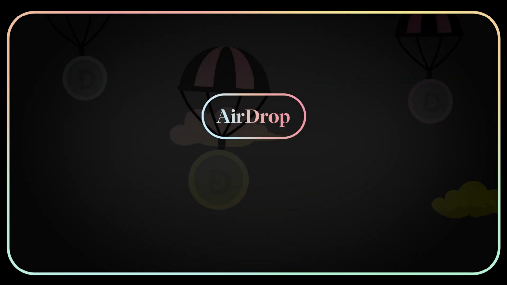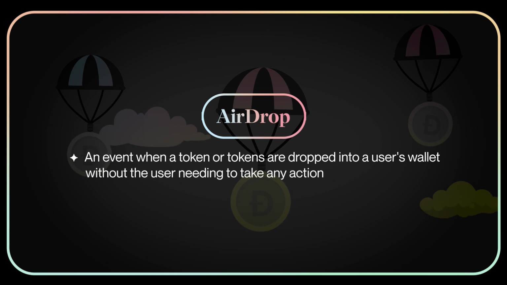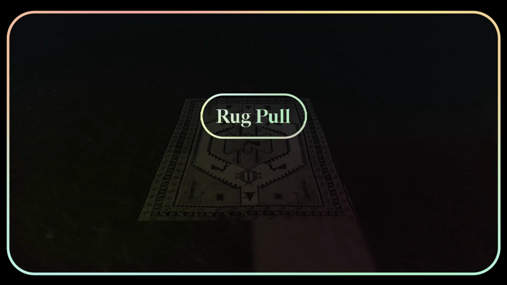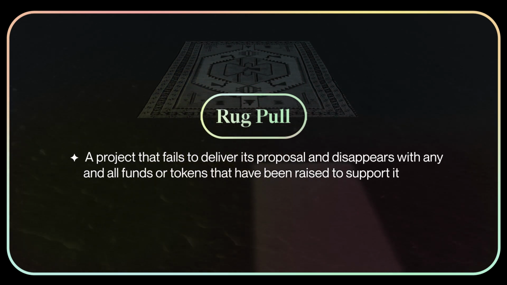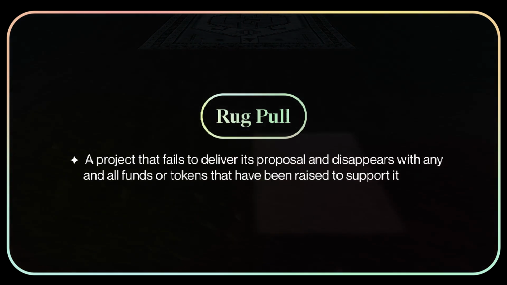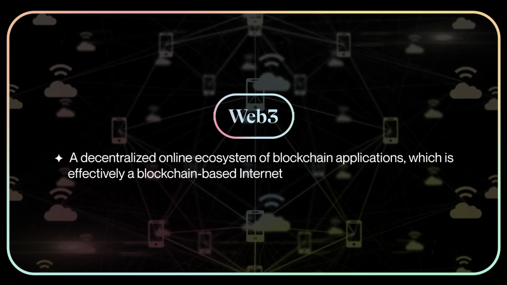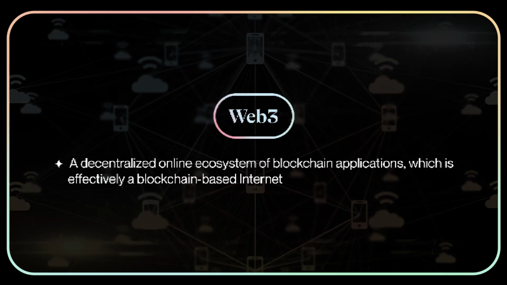Airdrop. An event when a token or tokens are dropped into a user's wallet without the user needing to take any action. Rug pull. A project that fails to deliver its proposal and disappears with any and all funds or tokens that have been raised to support it. Web3, a decentralized online ecosystem of blockchain applications, which is effectively a blockchain-based internet.